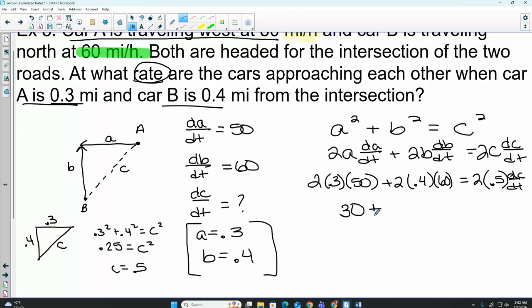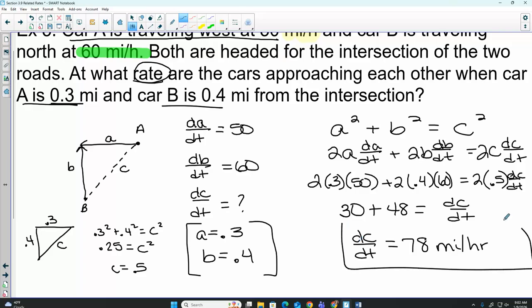Okay. 48 equals 2 times 0.5 is 1 dC/dt. So dC/dt is 78. What would my units be? C was my distance, which is measured in miles. T is my time, which was in hours.